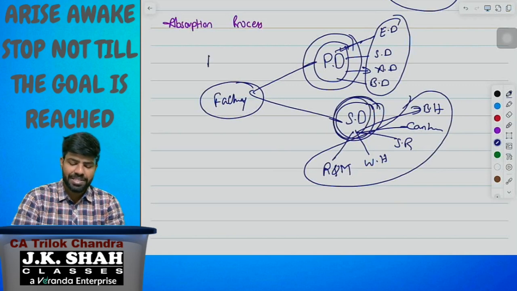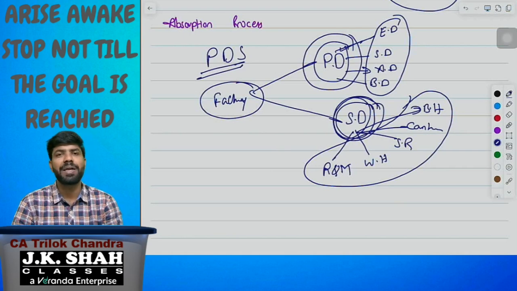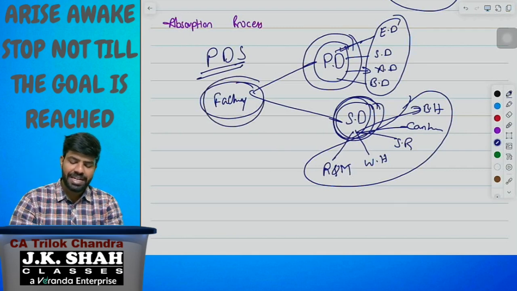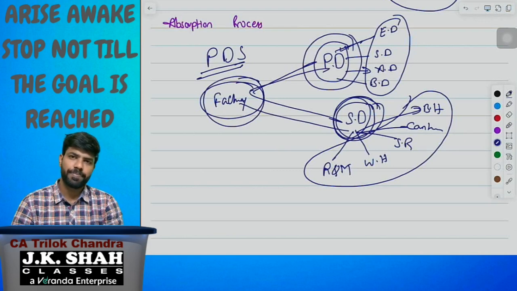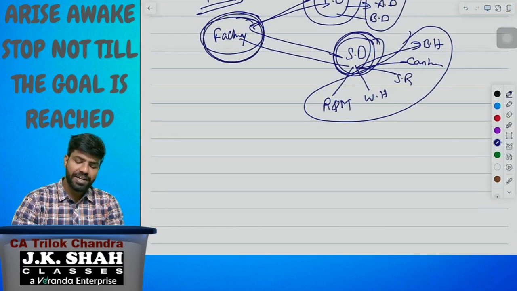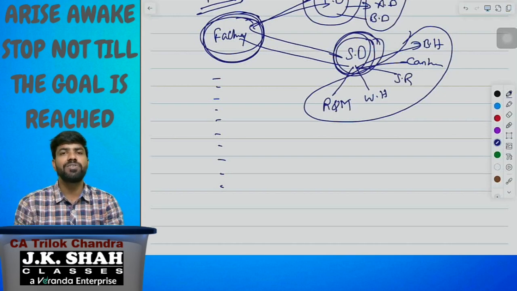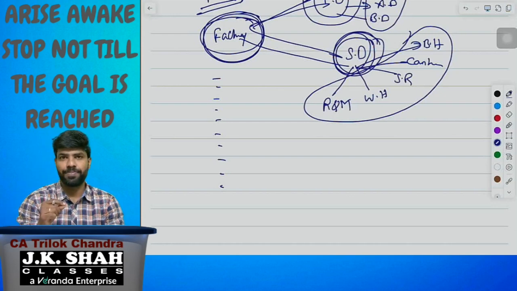So the first target in case of primary distribution summary, the first step of the absorption process, is to classify the entire factory into two types of departments: production department and service department. Are you understanding? Now, after doing this, from the factory, make a list of all the expenses: rent, depreciation, insurance, lighting charges, supervisor salary. Like that, make a list of all the indirect fixed manufacturing overheads. I can call it make a list of all the fixed manufacturing overheads.